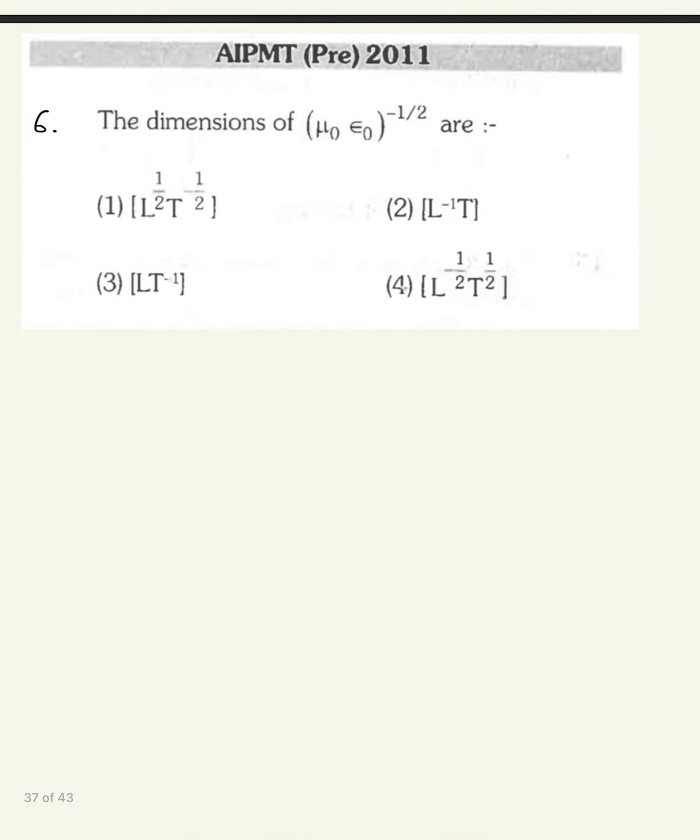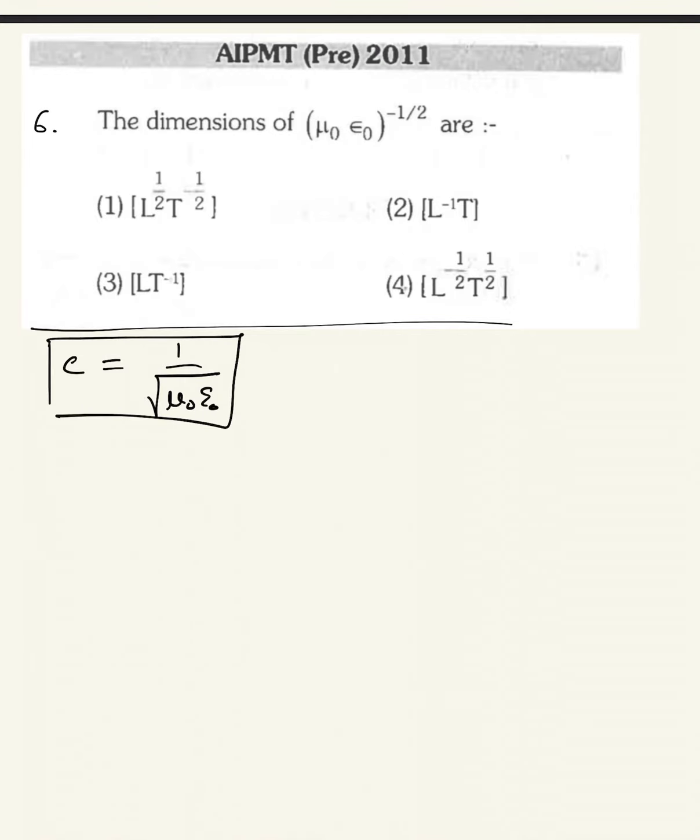Now see, if you can remember this, then remember that the velocity of light in vacuum is given by 1 by under root of mu naught epsilon naught, simply. So this is mu naught epsilon naught to the power 1 by 2. So obviously the dimension formula of this is equal to the dimension formula of velocity, so L T minus 1. 3 will be the answer. Now you may be thinking, if I don't know this formula, then what? Then you have to solve for epsilon naught, then you have to solve for mu naught, and then only you may be able to solve this question.